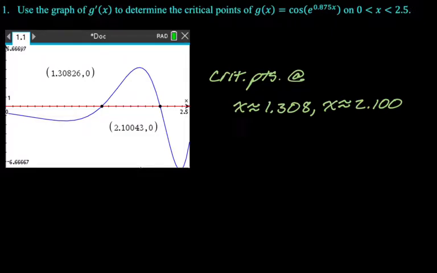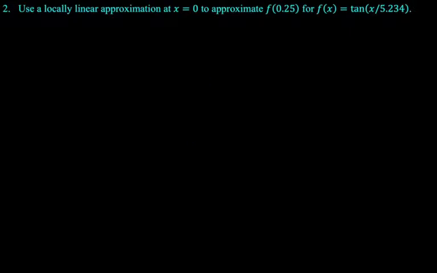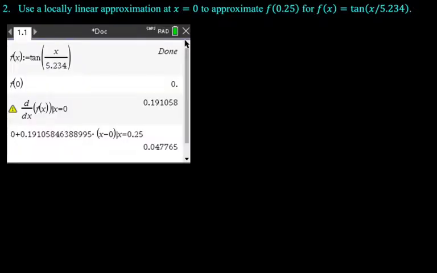So let's look at the next one. Also a calculator. Use a locally linear approximation at x equals 0 to approximate f of 0.25 for f of x equals tan of x over 5.234. That's a weird function, but what I'm going to do is show you the calculator again. Here I've defined the function. I found f of 0, make sure you're in radians. If you're doing calculus, always be in radians.